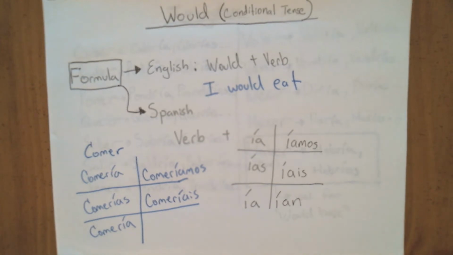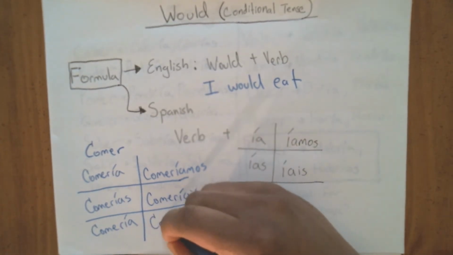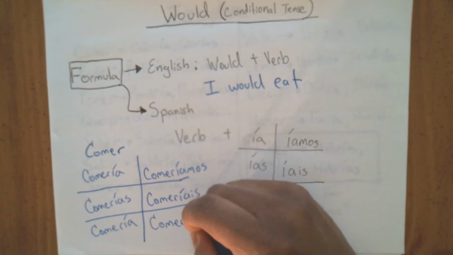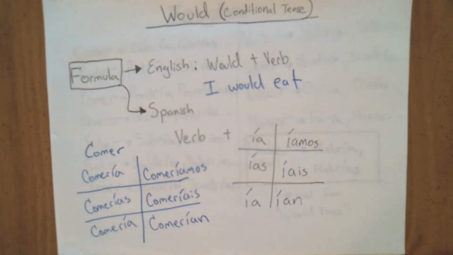And then finally, there's comerían, meaning they would eat. Or it could mean y'all would eat formal. But do you see basically how you form a would statement in Spanish? All you really do is add these particular endings to the verb itself, then you're done.